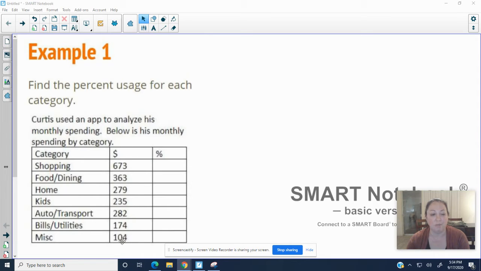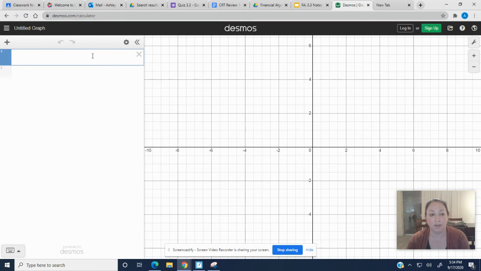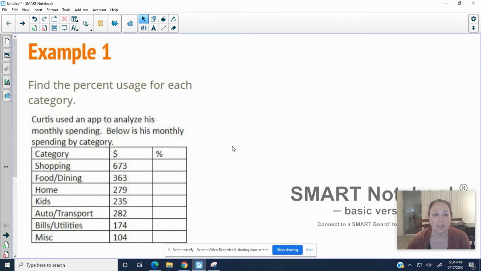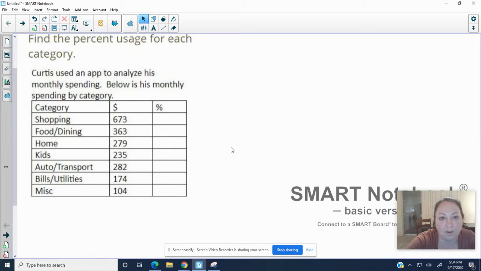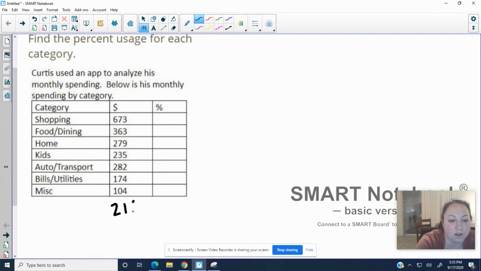So the first thing you're going to need to do is look at this table for Curtis's spending, and we are going to go to Desmos and find a total. So I'm going to copy in each of the categories: 673 plus 363 plus 279 plus 235 plus 282 plus 174 plus 104. All together, in Curtis's budget, he's spending $2110. I'm going to scroll down a little bit and put in a total here, and it was $2110.